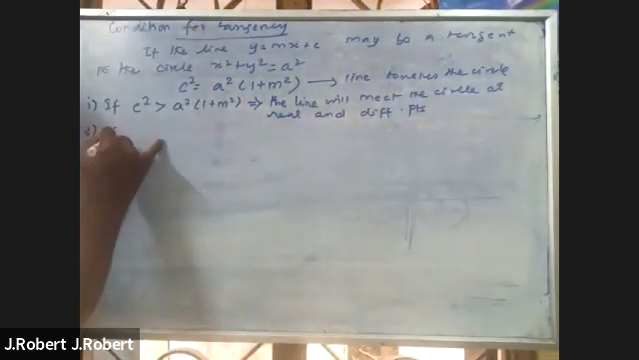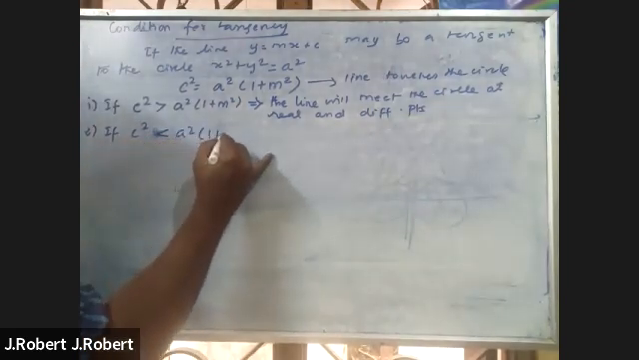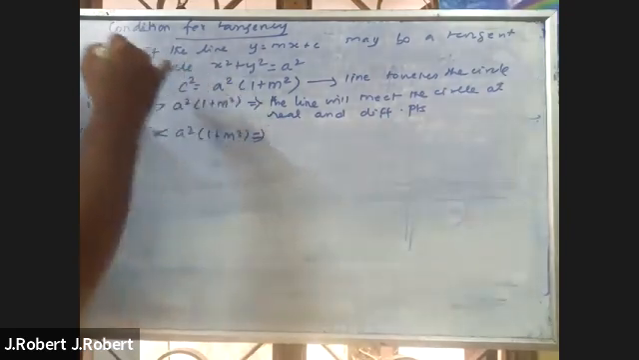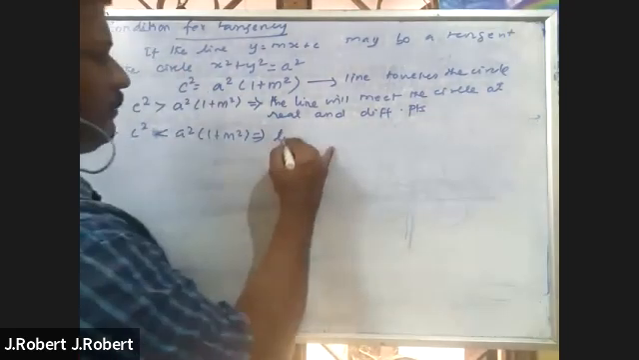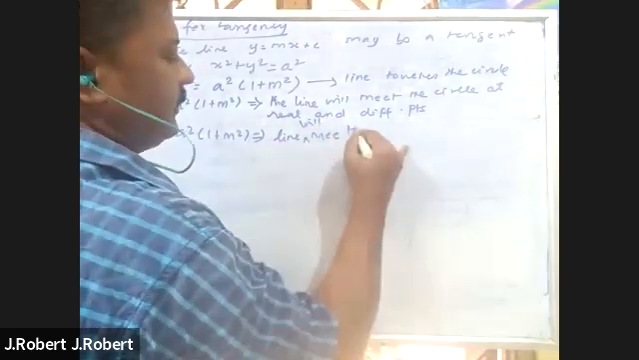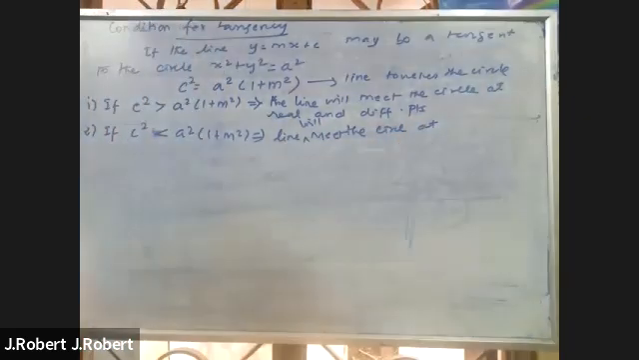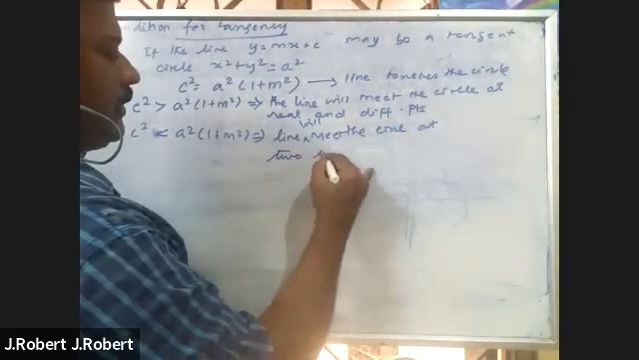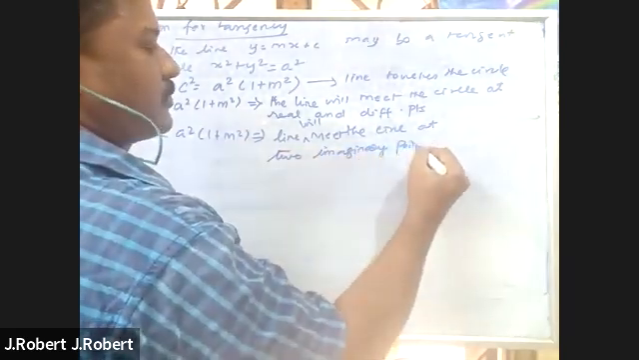Second case, if c square is less than a square into 1 plus m square, then we can say the line will meet the circle at two imaginary points. Please take down.